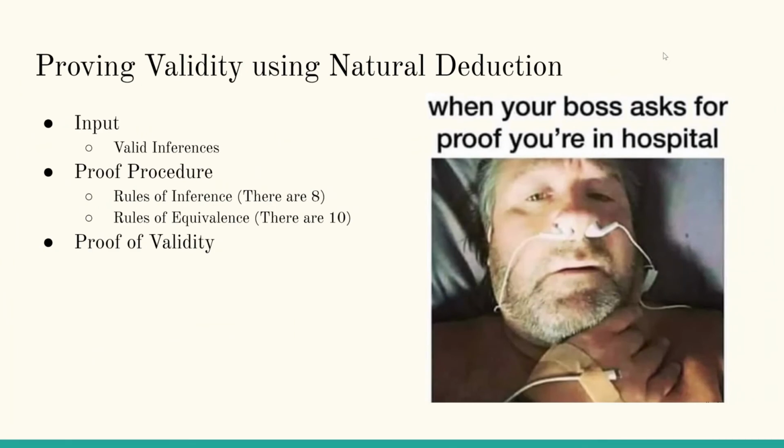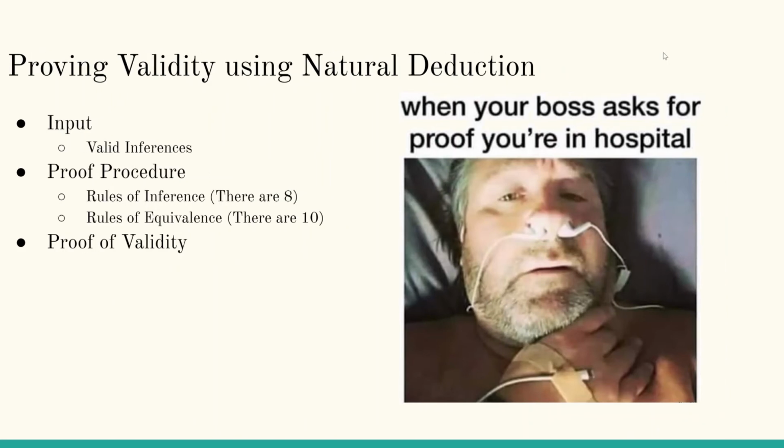To prove an inference is valid, we use inferences we know are valid as premises. Then we deduce with rules of inference and rules of equivalence the conclusion to show the inference is valid. Rules of inference and equivalence are transformations we have proven valid with truth tables or with previously proven rules. It is left as an exercise to the viewer to verify with truth tables each rule of inference and equivalence.